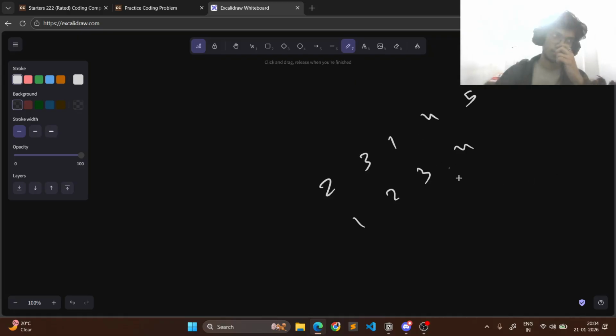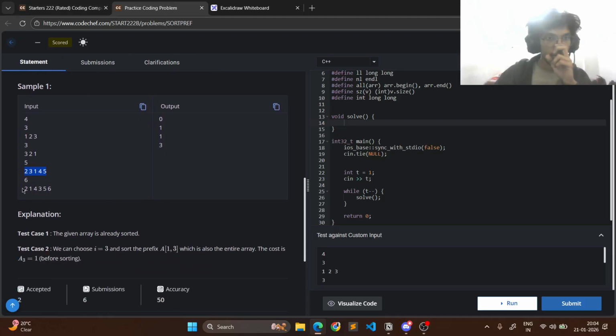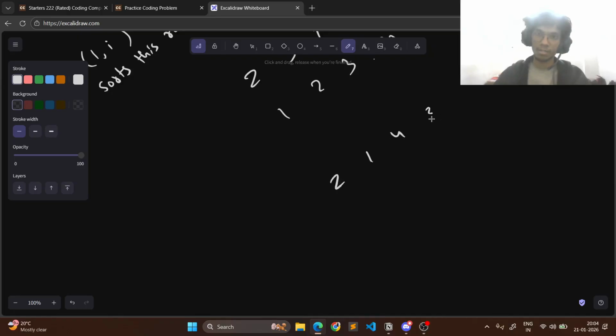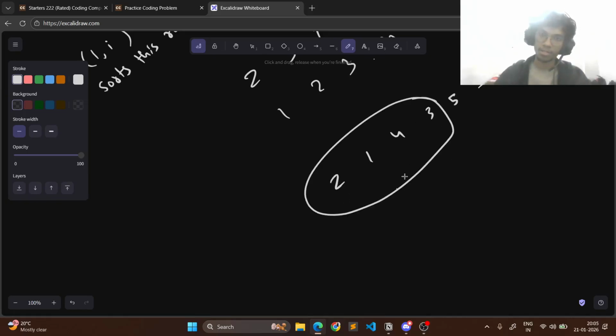So okay, it sorts from 1 to i. It sorts this particular range. 2 1 4 3 5 6, that should be the answer for this one. Either I take 6 and sort, or I do 3 to order it, or I choose this as a pivot and sort this up.